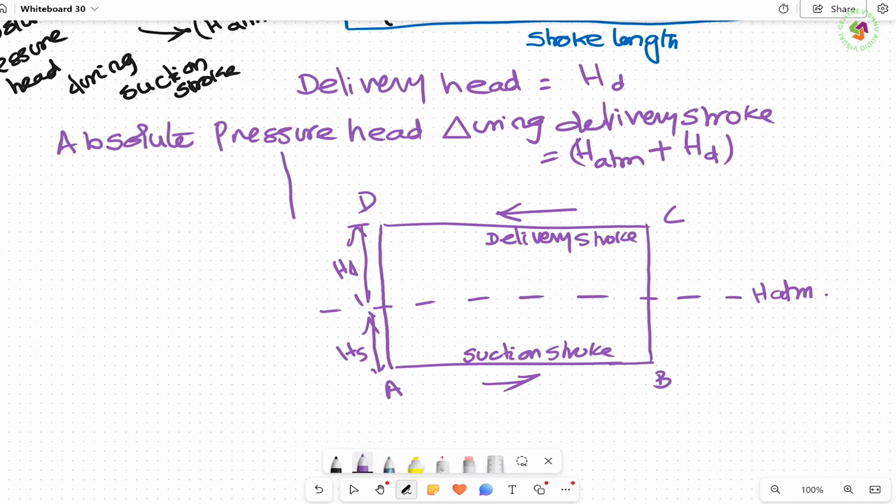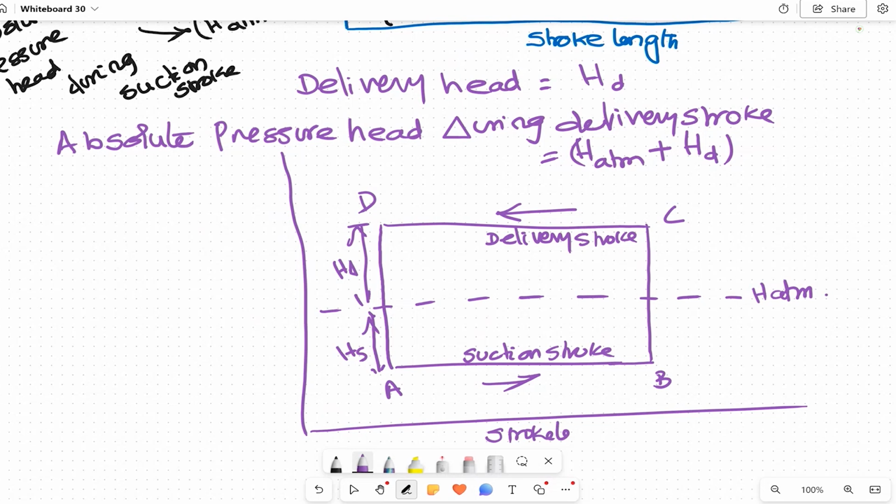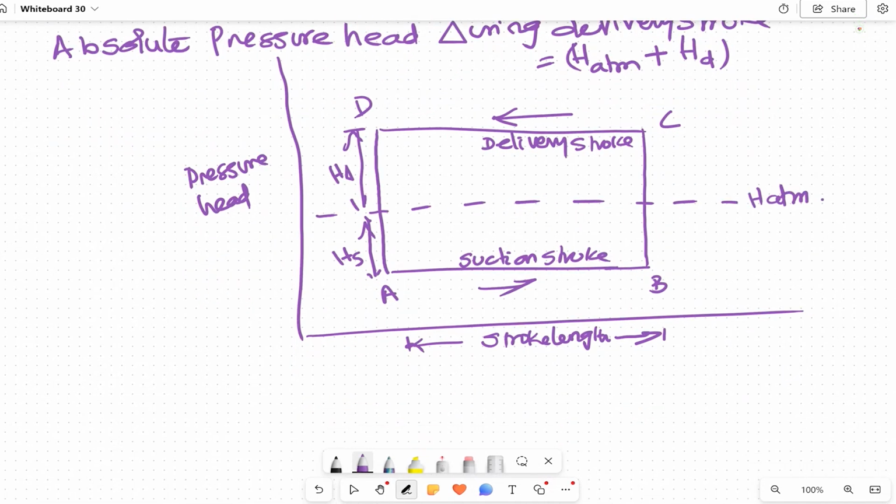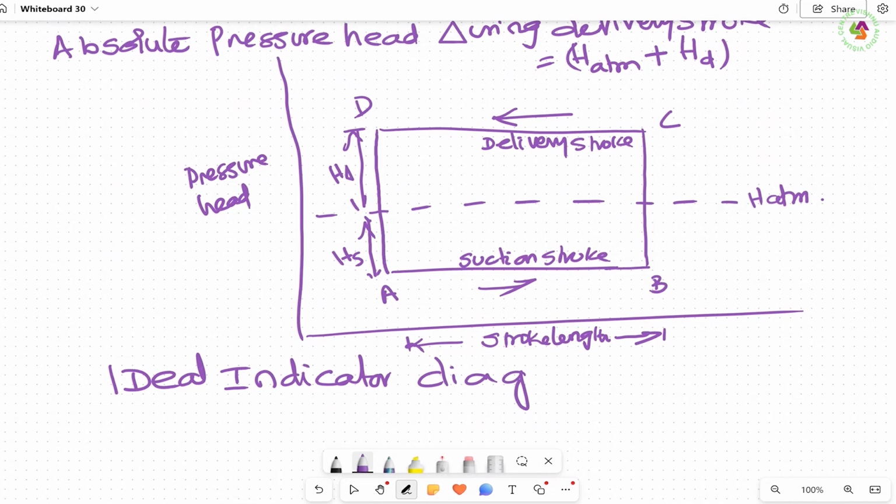And to complete the diagram, take the x-axis as stroke length. I have taken the stroke length exactly equal to L, and then on this axis the pressure head. This is called the ideal indicator diagram. Why ideal? Under ideal circumstances, this is the indicator diagram.